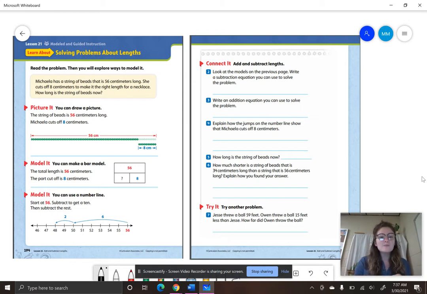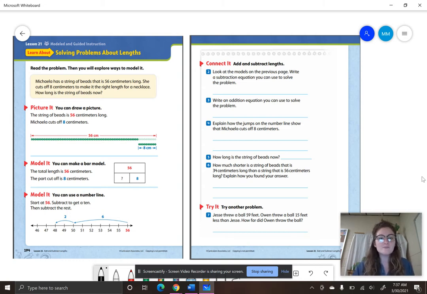It says, read the problem, then you will explore ways to model it. Michaela has a string of beads that is 56 centimeters long. She cuts off 8 centimeters to make it the right length for a necklace. How long is the string of beads now? So let's go back and read that word problem. Circle important numbers and underline important words.